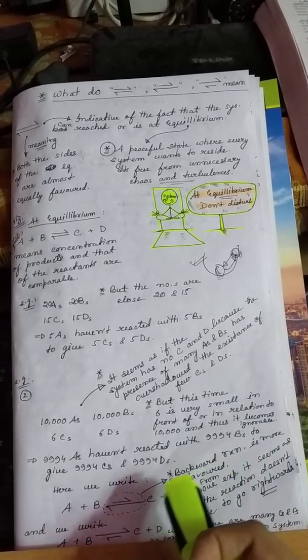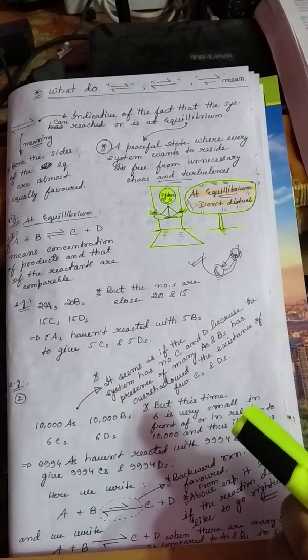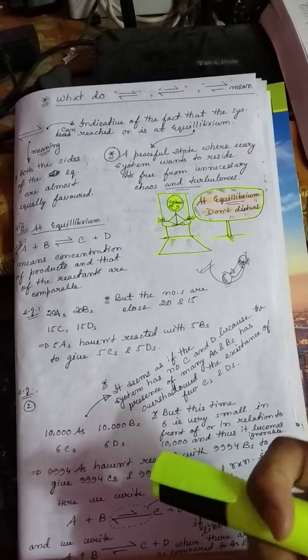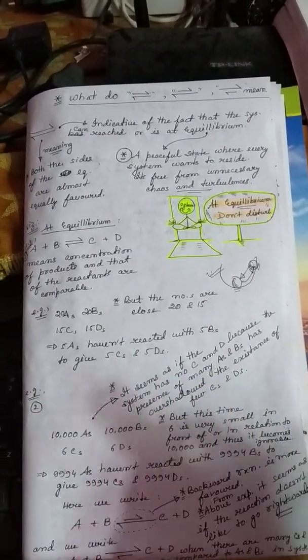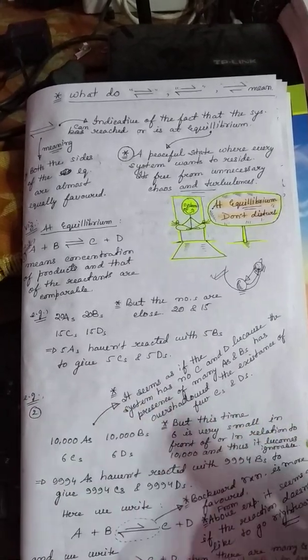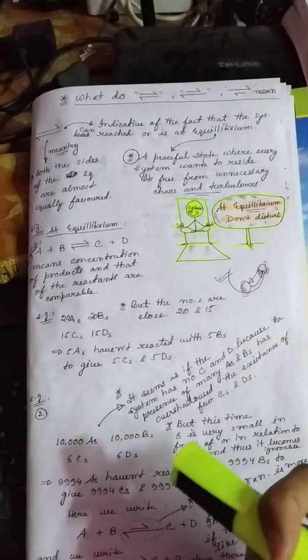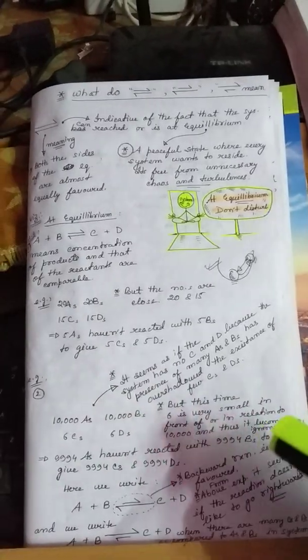More favored. That means A and B don't want to react, right? They don't have much tendency to do that, and that is why we get very few C's and D's, because we will get C's and D's only if A and B react. That means a very small number of A and B react to give C and D. So it's not a favored reaction.